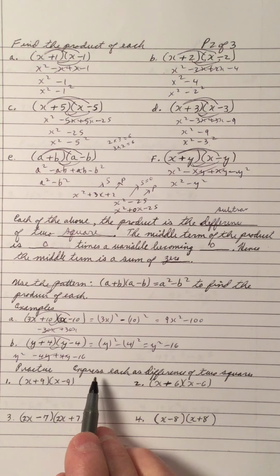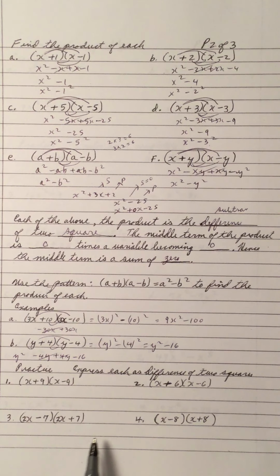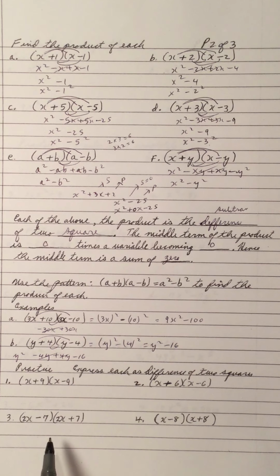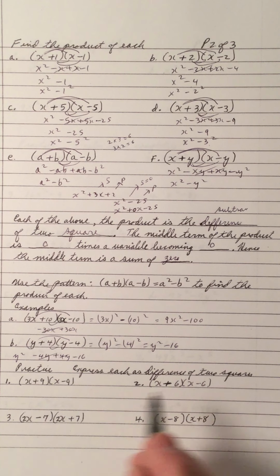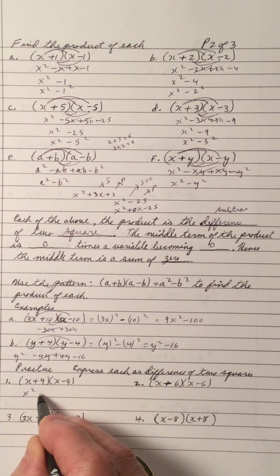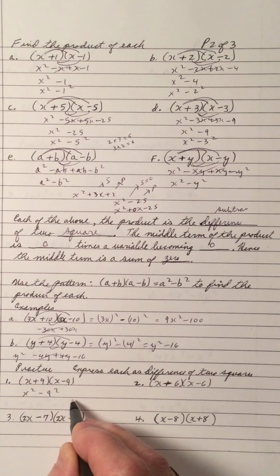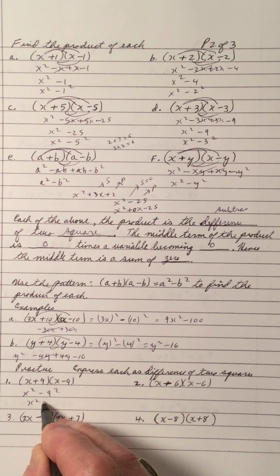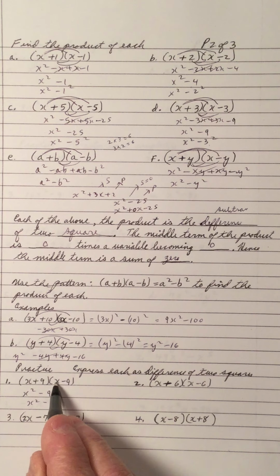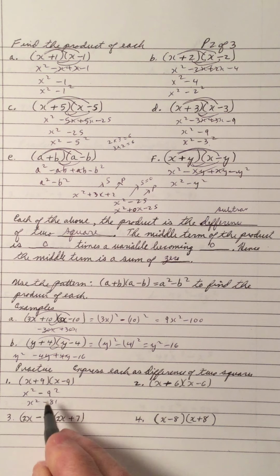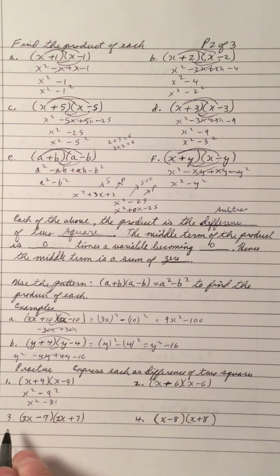Let's do some practice. Practice means pause the video and work these out. When you get them done, press play to see if you're right. Express each as the difference of two squares. So that could be an x squared minus a 9 squared, which simplifies to x squared minus 81. Because they're the same, first terms and last terms, square each and put a minus sign between them. And that you get x squared minus 81.